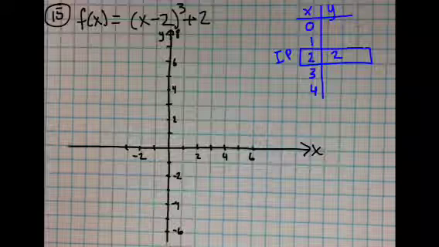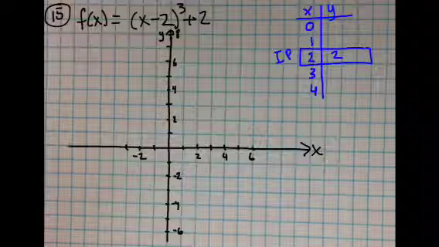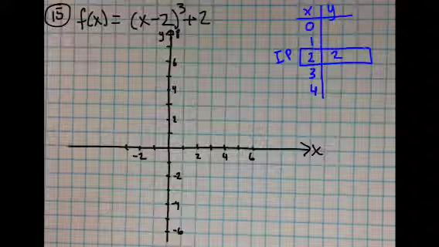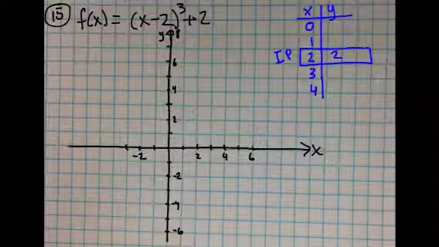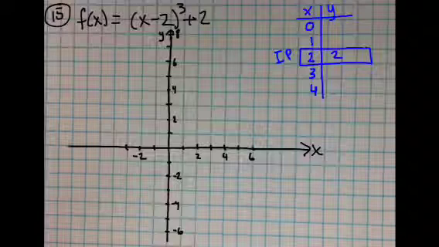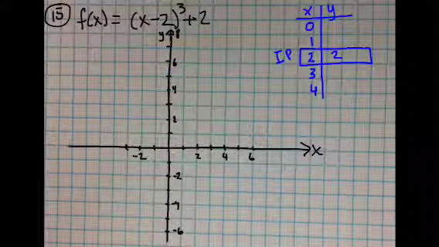Okay, for number 15, they ask you to do several things with that function. First of all is to draw an accurate graph. So if you notice, I made a table of values. Notice how I put the numbers 0 through 4 on the x column.